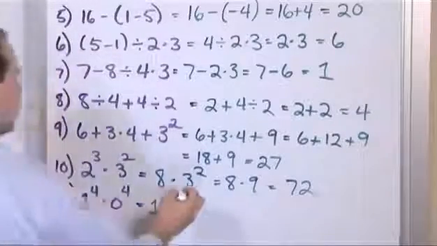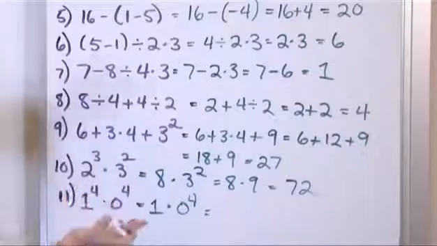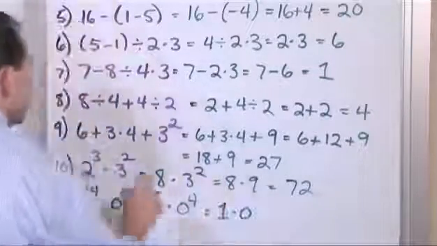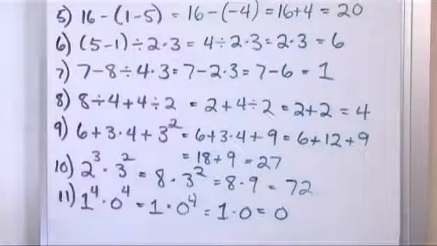Now let's go ahead and do this 0 to the 4th power business. 0 to the 4th is just 0 times 0 times 0 times 0. So you're going to get 0. So you have 1 times 0 here. And then that, of course, is going to equal 0. So you get a big fat 0 after all that work.